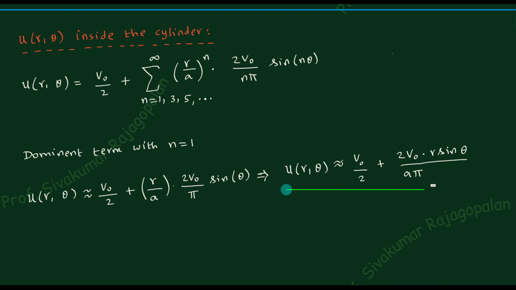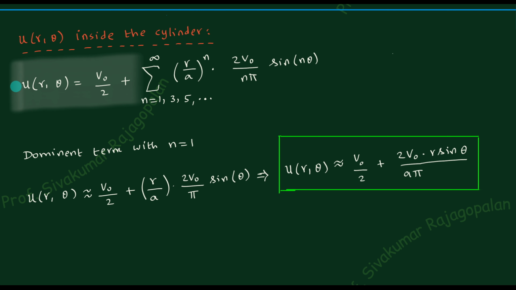And okay, so let me put a box to show that this is valid somewhere near the axis of the cylinder. That's what it means to say. Generally, this approximation is valid only if it is a good approximation, namely that you'll have to stay away from the boundary.